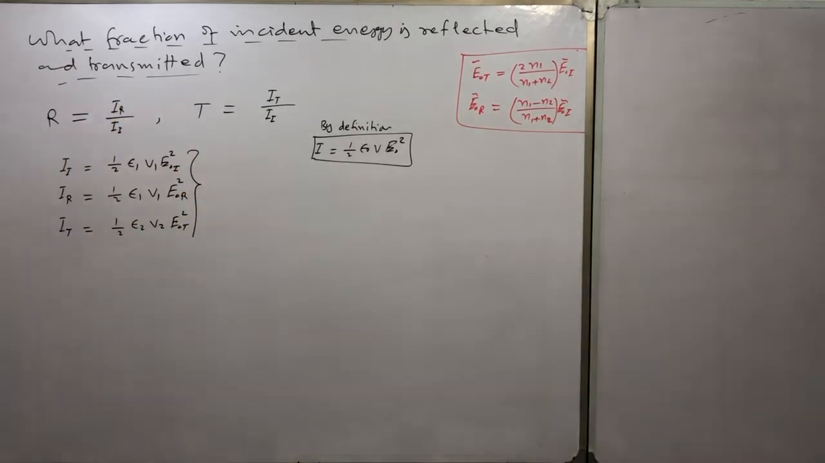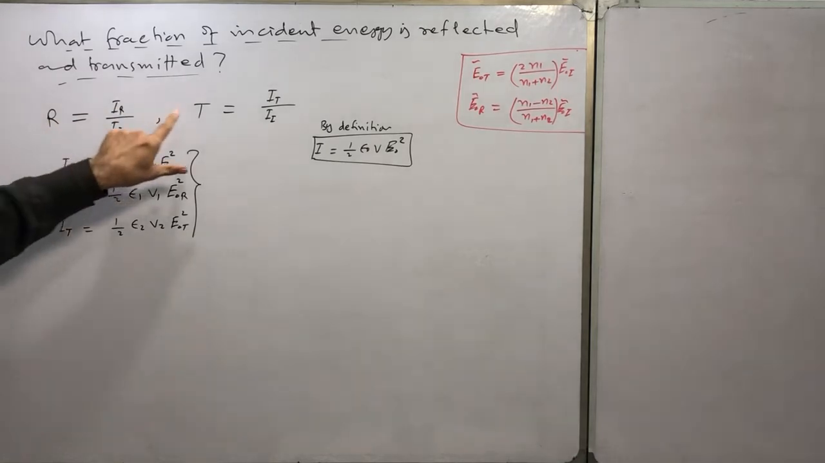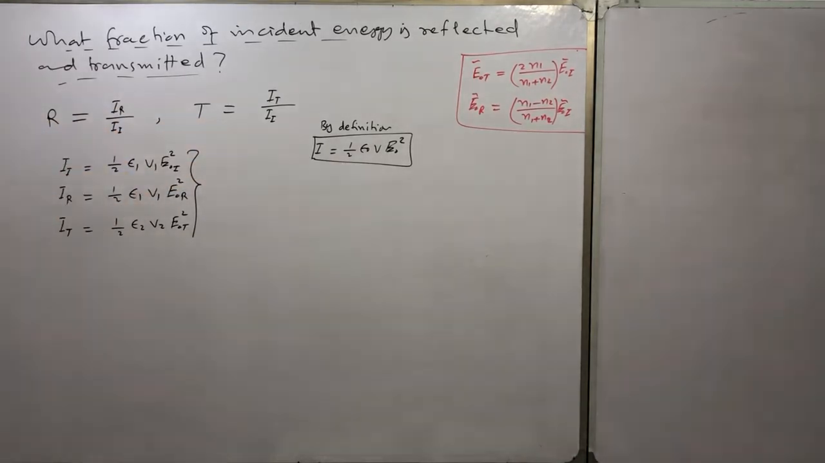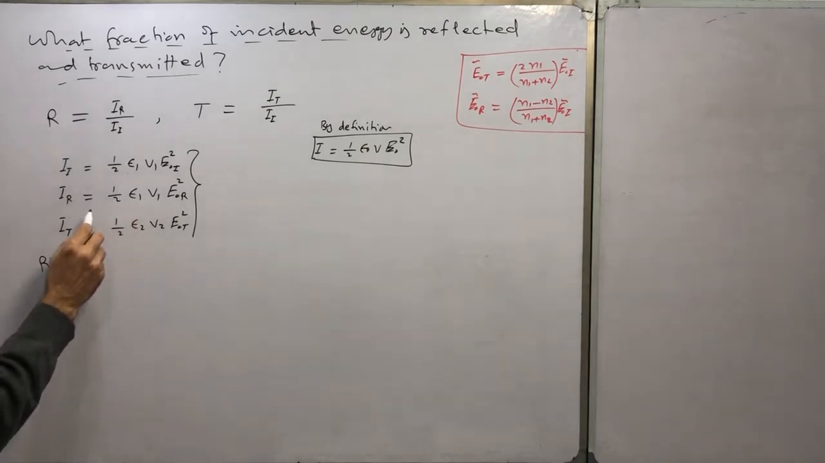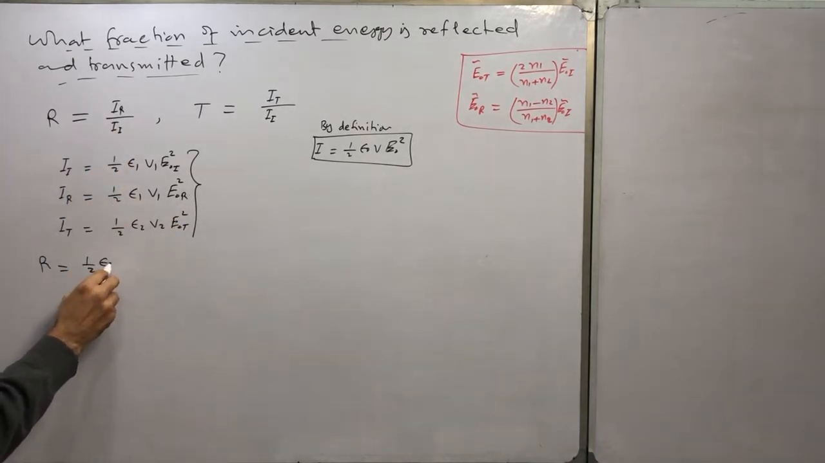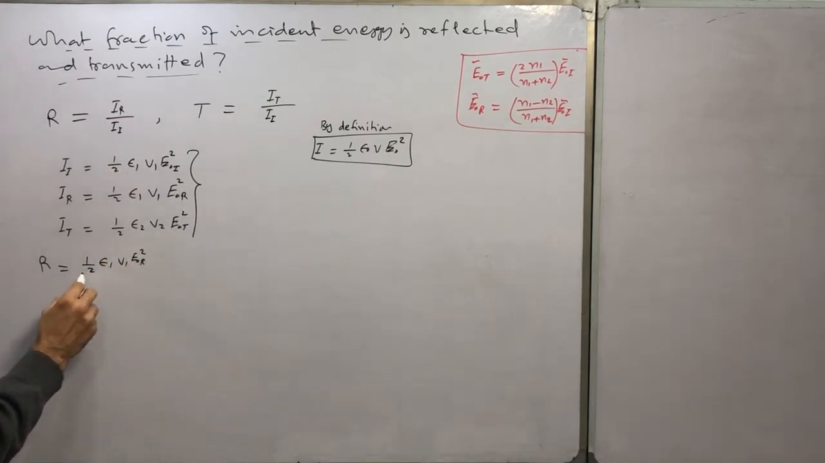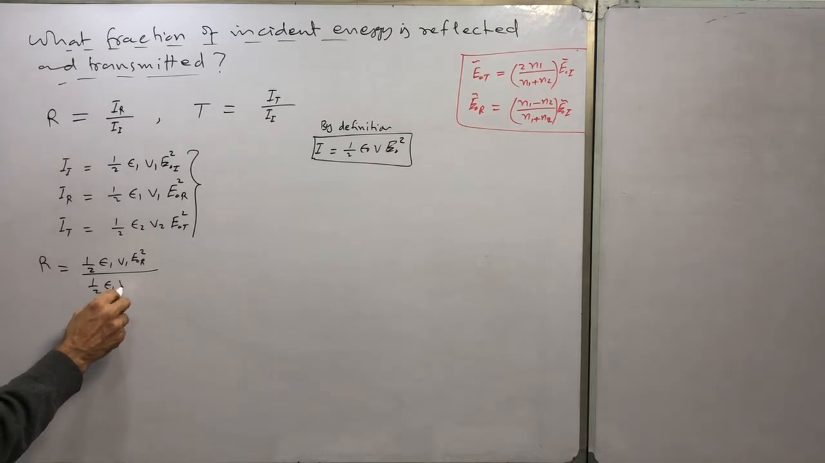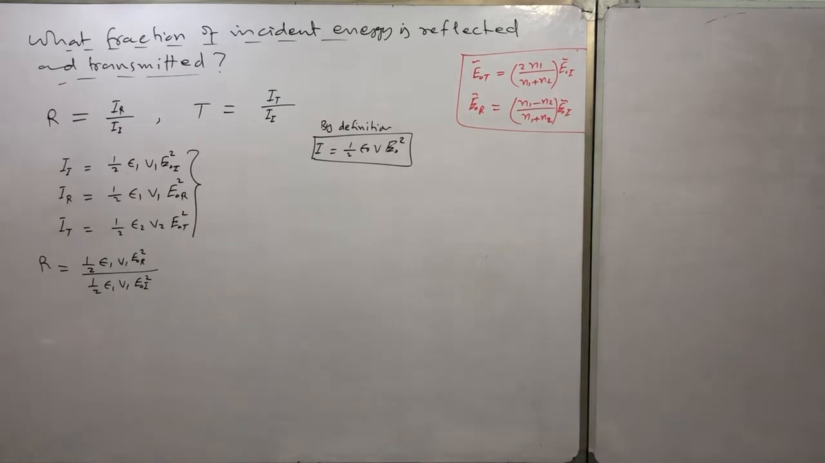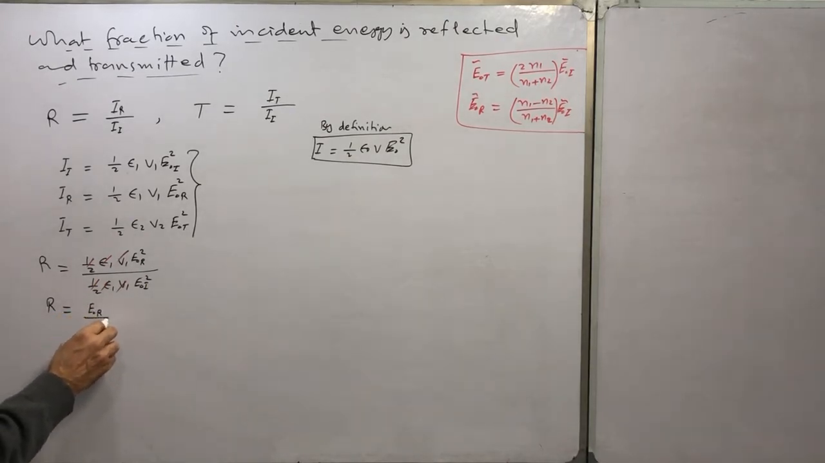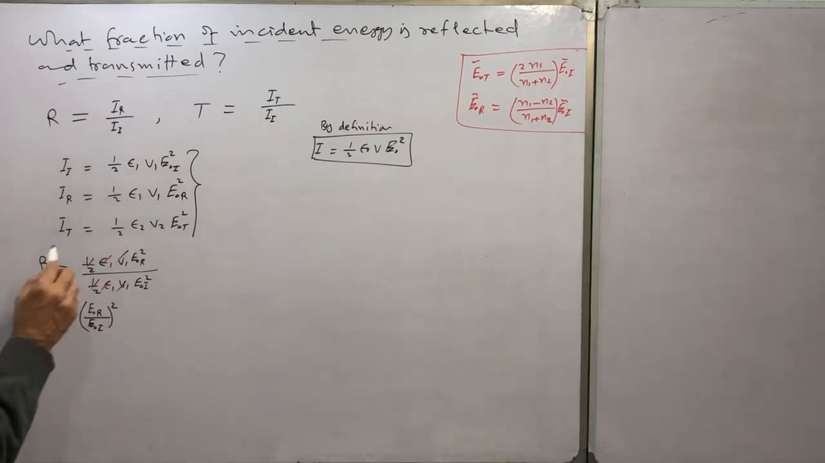So these are the intensities, and now we will put these equations into the reflection and transmission coefficients, and we will find out the R and T. For example, R, which is equal to IR over II, is 1 over 2 epsilon 1 V1 E naught R square divided by 1 over 2 epsilon 1 V1 E naught I square. Now these terms will cancel out. And R is equal to E naught R divided by E naught I whole square.